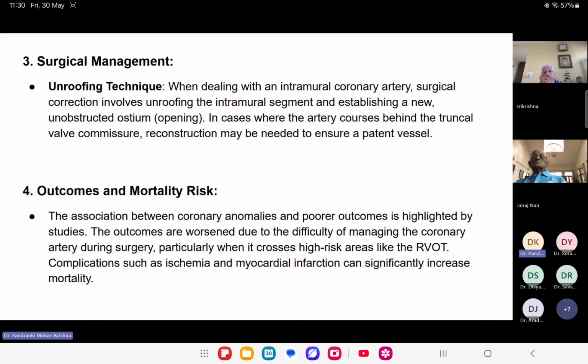Outcomes and mortality risk: the association between coronary anomalies and poorer outcomes is highlighted by studies. The outcomes are worsened due to the difficulty of managing the coronary artery during surgery, particularly when it crosses high-risk areas such as the RVOT. Complications such as ischemia and myocardial infarction can significantly increase mortality. So the coronary anatomy has to be kept in mind while evaluating a case preoperatively, to anticipate problems intraoperatively and postoperatively also.